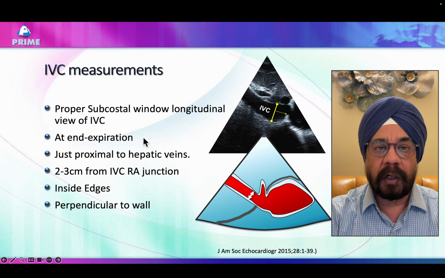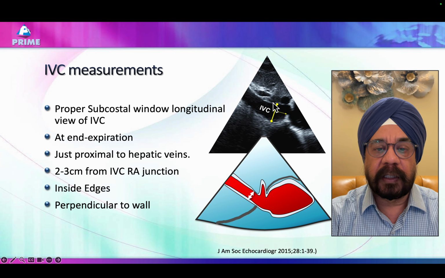Let's first see how we calculate RA pressure. We calculate RA pressure from a proper subcostal view. We take it in a longitudinal section and take an end expiration diameter about a centimeter or 2 centimeters from its insertion into the right atrium, and that should be just proximal to the hepatic veins.